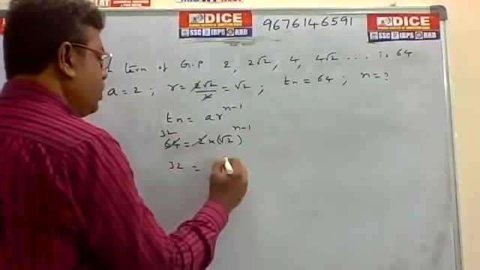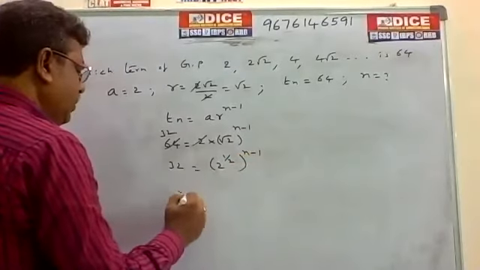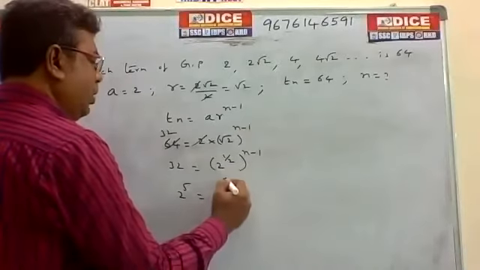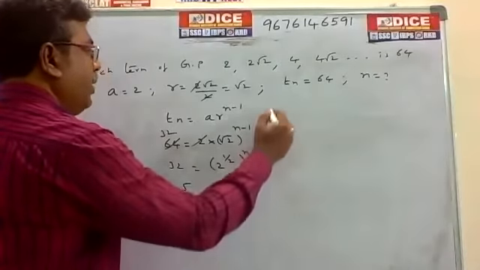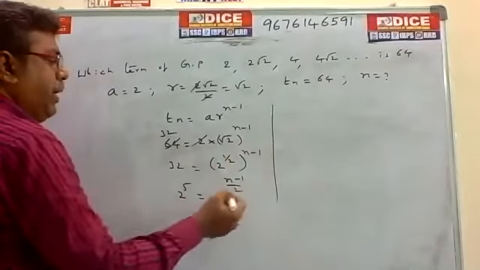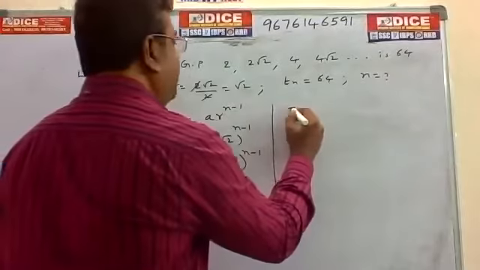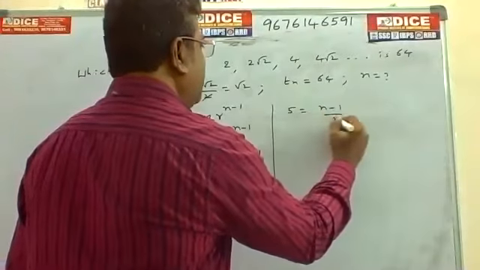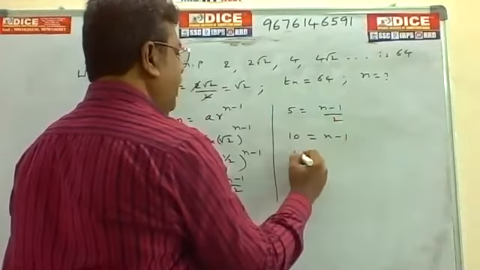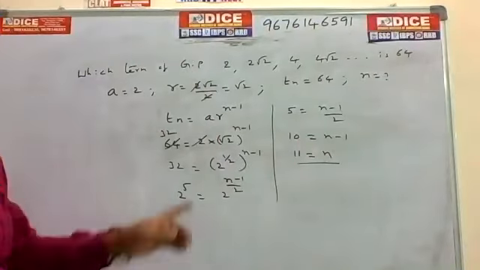32 is equal to root 2, which means 2 to the power of 1 by 2, to the power of n minus 1. So 2 to the power of 5 is equal to 2 to the power of (n minus 1) by 2. Both sides bases are equal, so powers are equal. 5 is equal to n minus 1 by 2. So 10 is equal to n minus 1, or 11 is equal to n. The value of n is 11. The value of n is 11 is the answer.